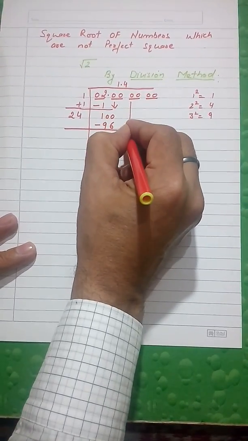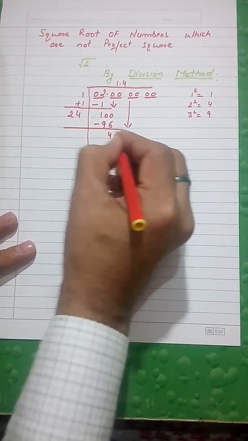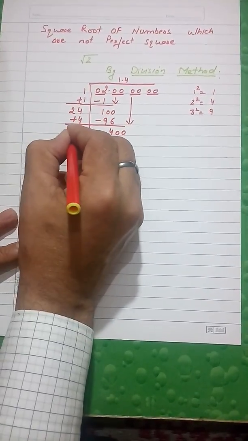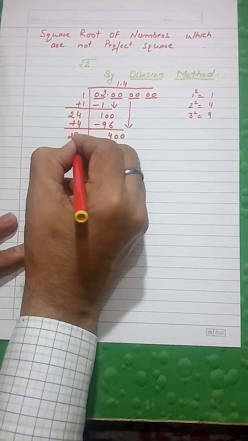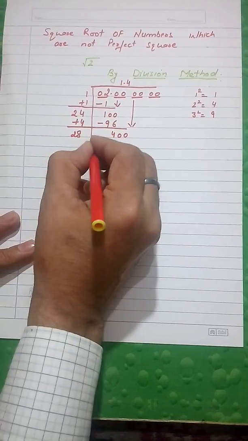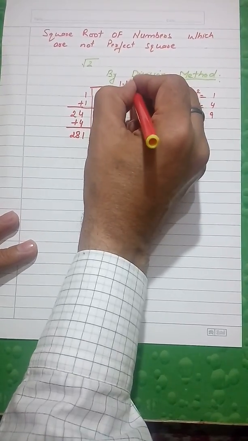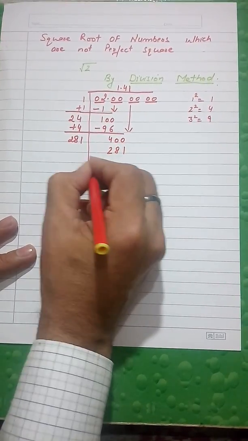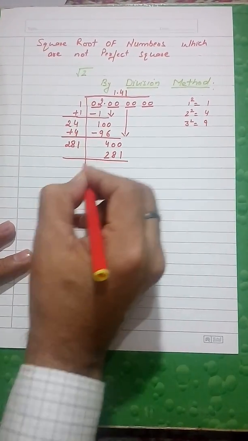Now take another pair of 0, and that becomes 400. Add this 4 here, then it becomes 28. Now 2 2s are 4, it becomes more than 400. So divide it by 1. 1 here, 1 here. Then that is 281. So subtract this, and you will get 119.